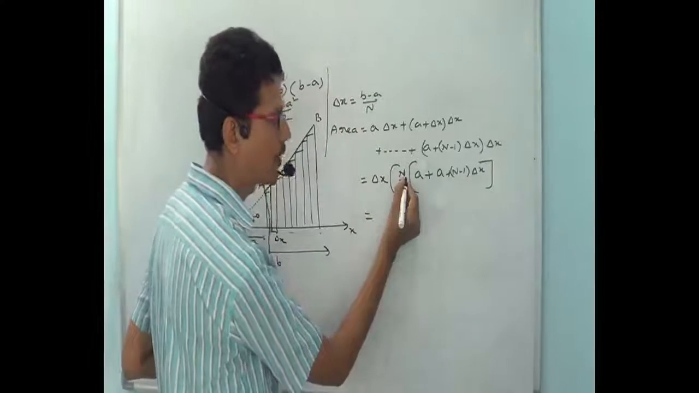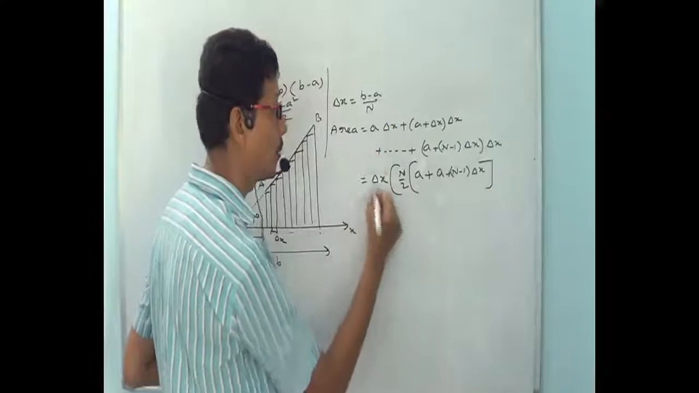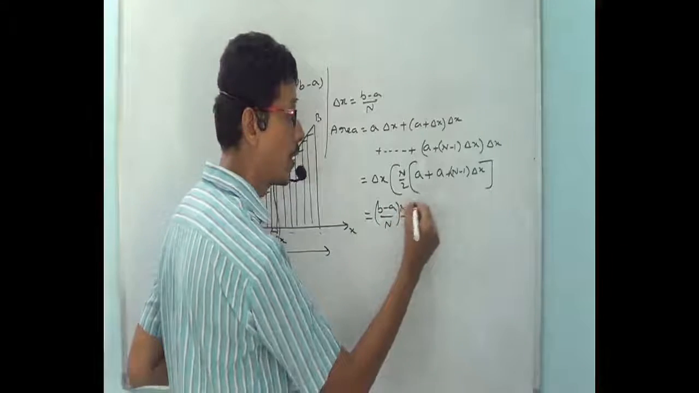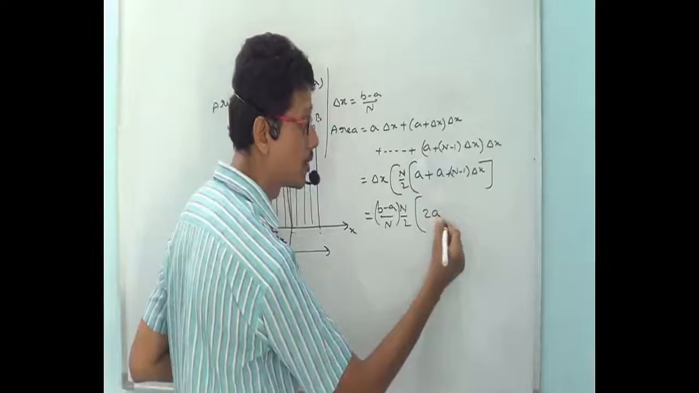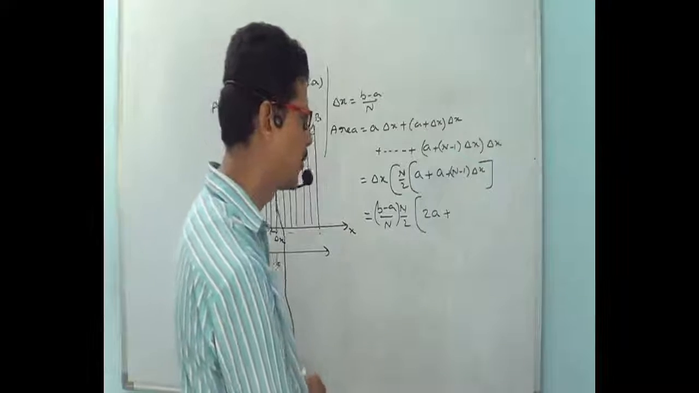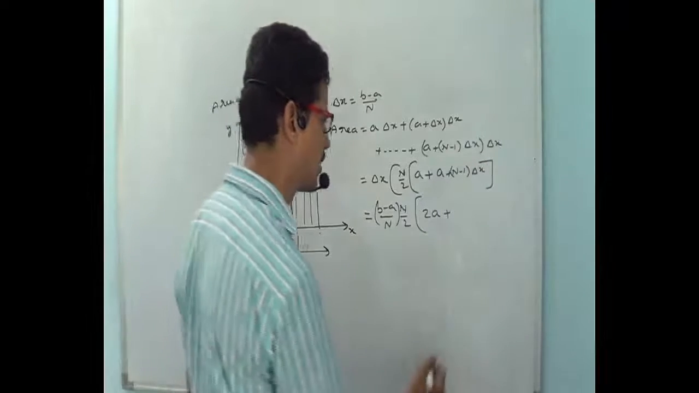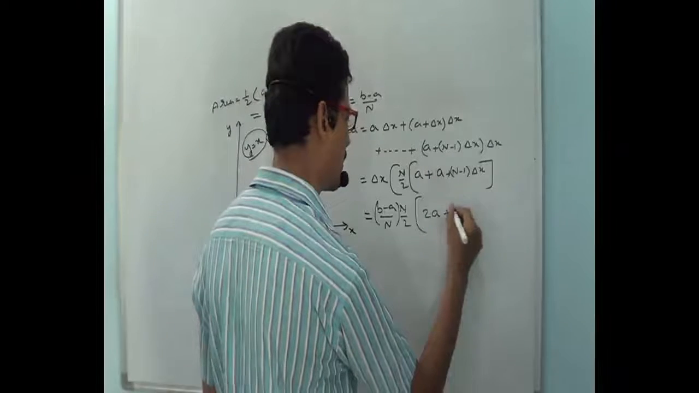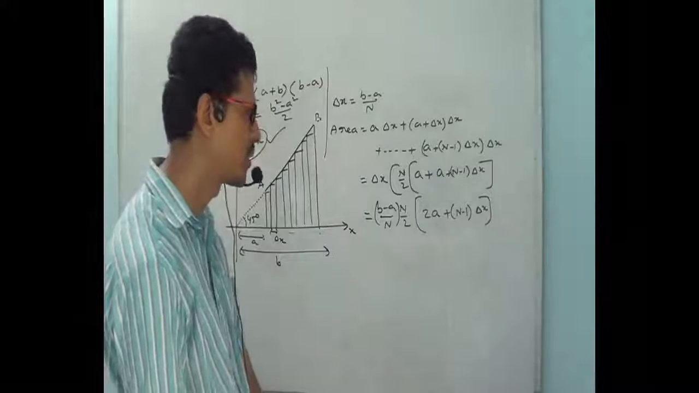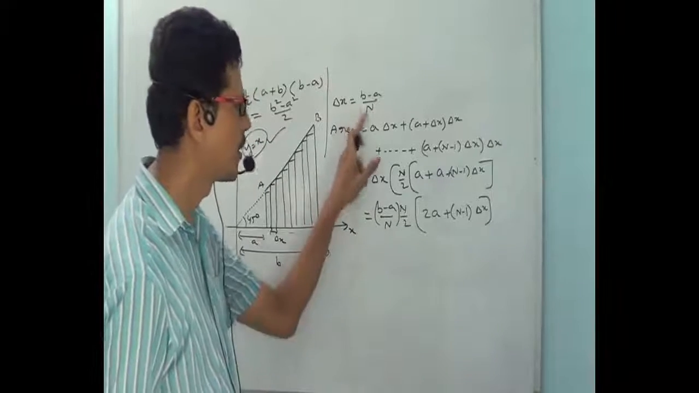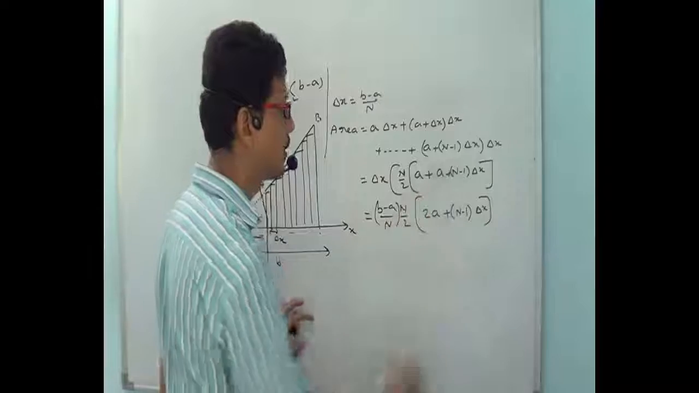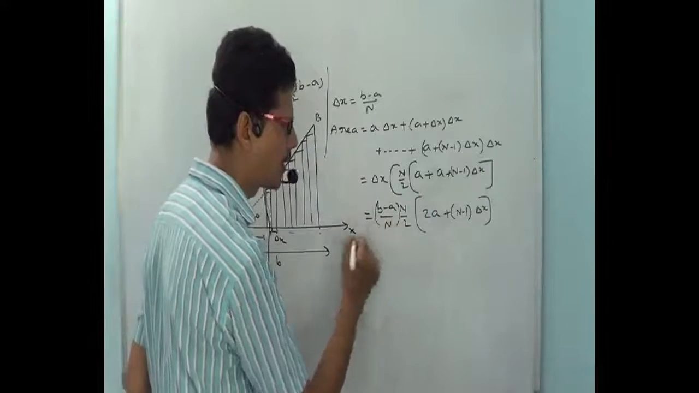Here I have taken capital N, so here also capital N. What is this? B minus a by capital N into capital N by 2, and what is this? 2a plus n minus 1 into delta x. What is delta x? B minus a by n. Let's substitute n: n is b minus a by delta x. Okay, N is getting cancelled.